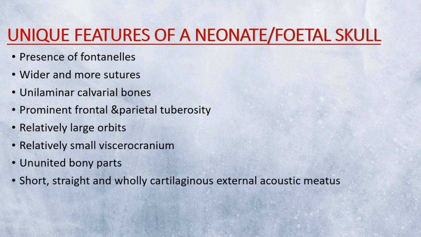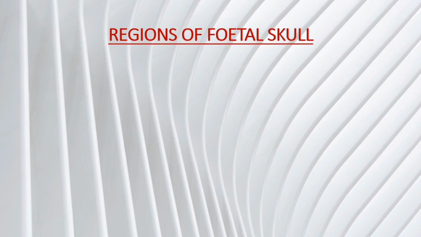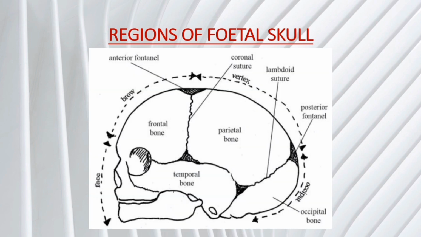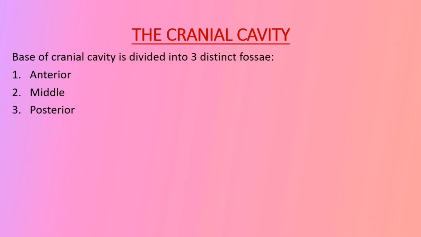and bony part. It is also important to note the main regions of the fetal skull such as the face, brow, vertex and occiput as shown. These parts are important during childbirth. The vertex presentation is the best type of presentation of the fetal head during childbirth. Next, we shall discuss the cranial cavity.